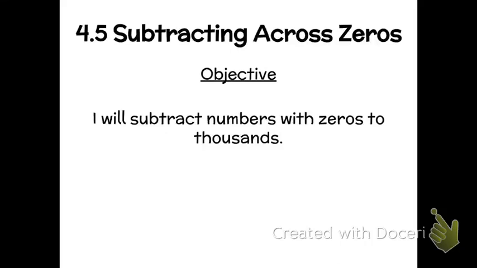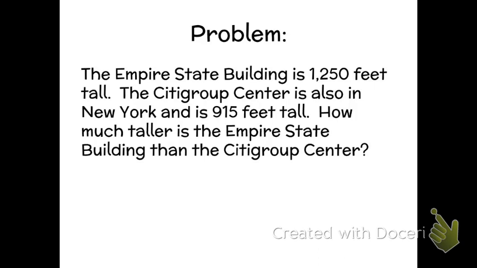Today's lesson is topic 4.5, subtracting across zeros. The objective for today is that you will be able to subtract numbers with zeros up to the thousands place. Be sure to write down the title in your notes. The problem we're looking at today is: the Empire State Building is 1,250 feet tall. The Citigroup Center is also in New York and is 915 feet tall. How much taller is the Empire State Building than the Citigroup Center?